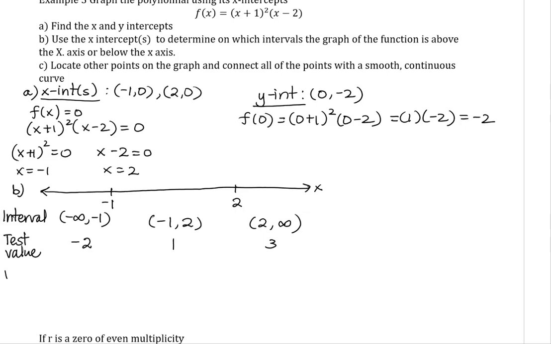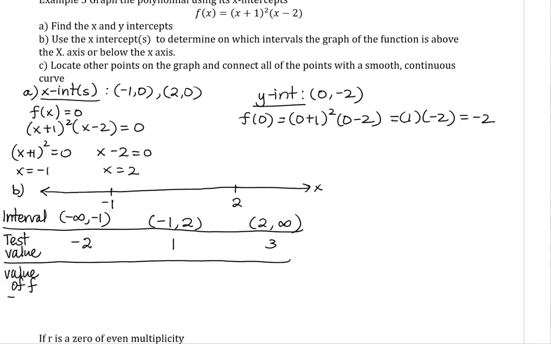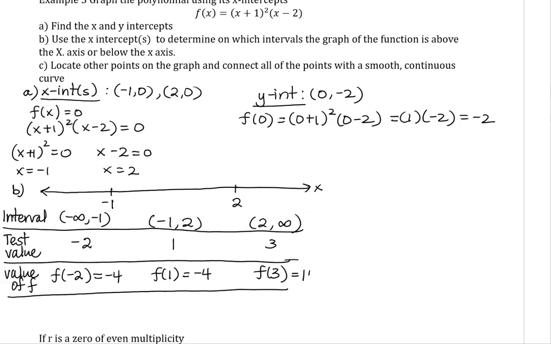And now I am going to evaluate the function f at each one of those test values because I'm trying to determine whether the function is below the x-axis or above the x-axis at each one of these values. So when I take x and replace it with -2 in that function, we get out a -4. When we plug 1 in, we get out a -4 as well. And when we plug 3 in, we get out a +16.